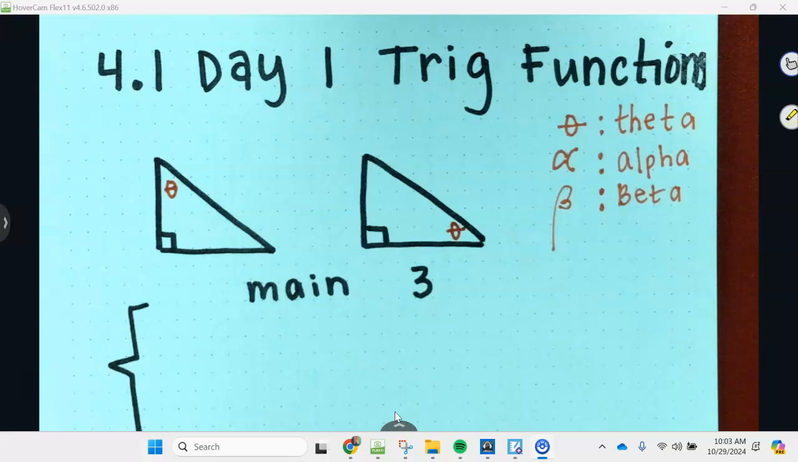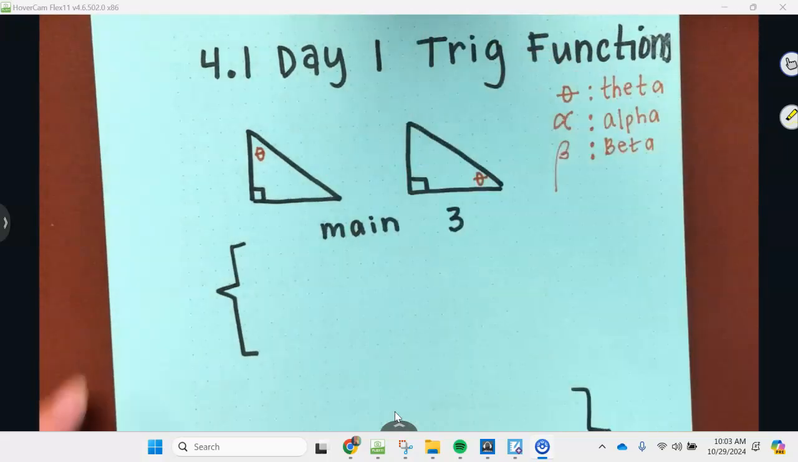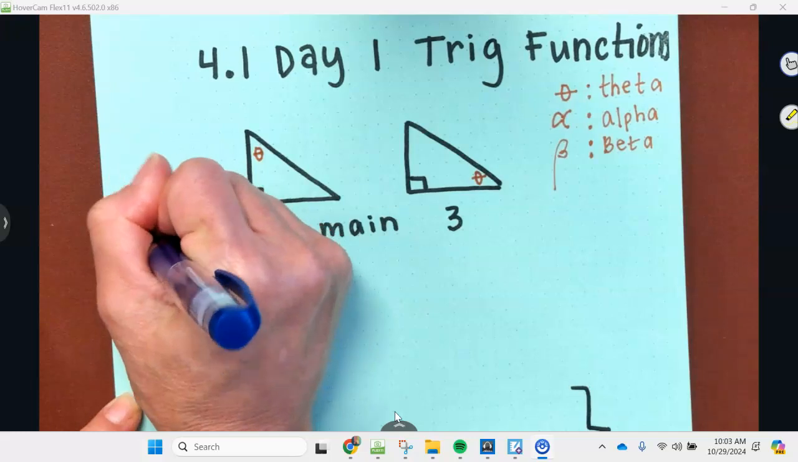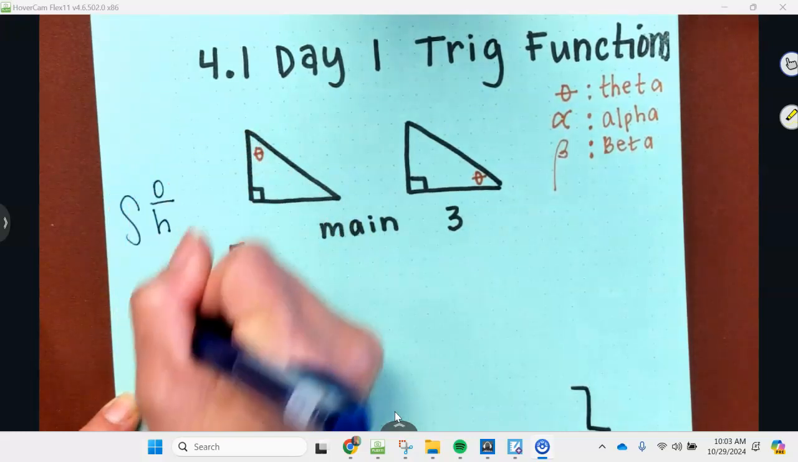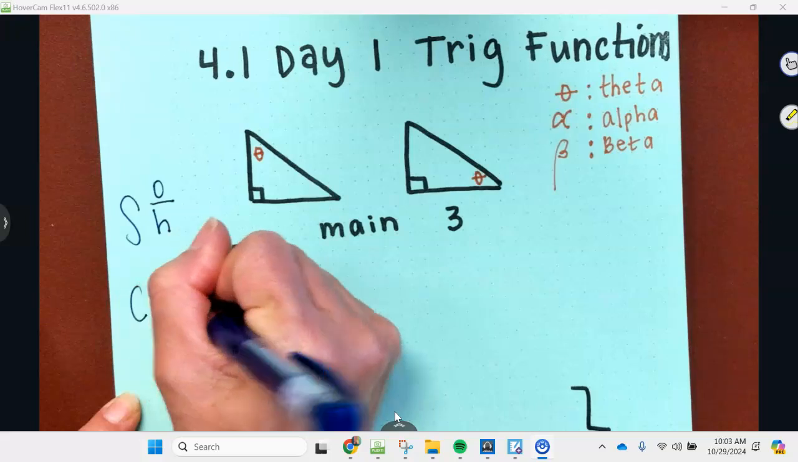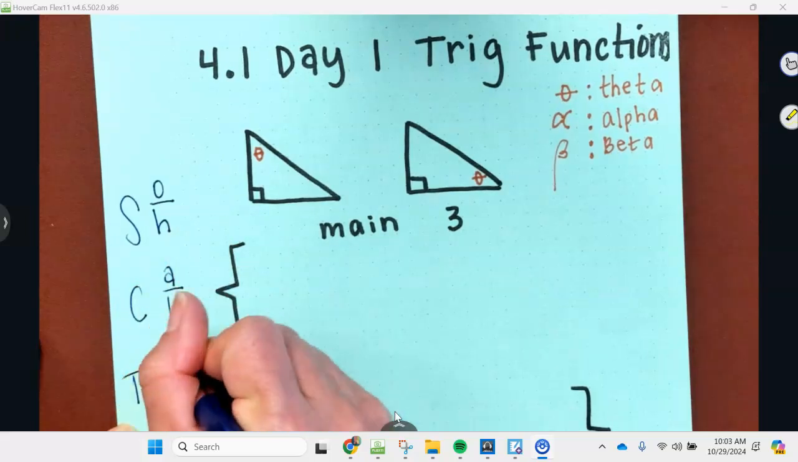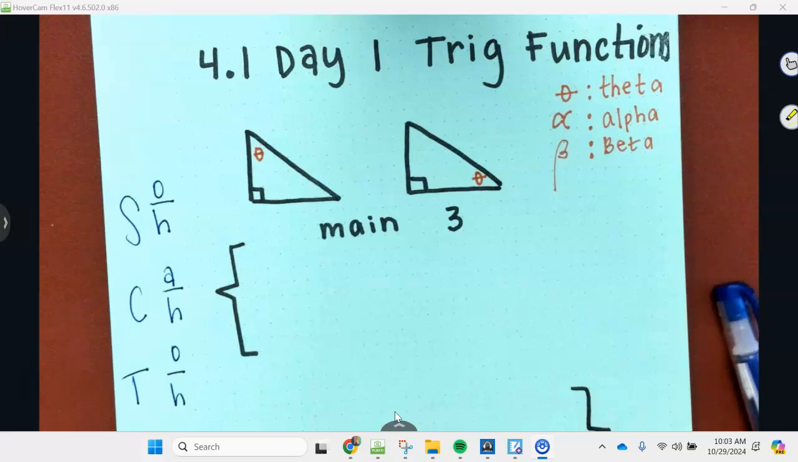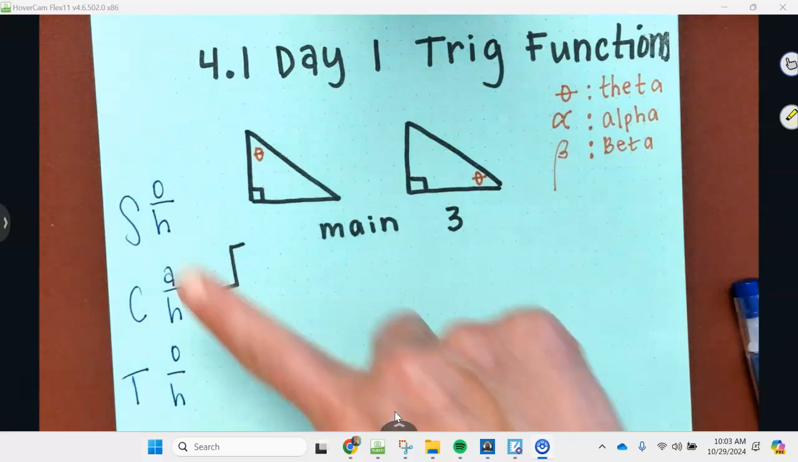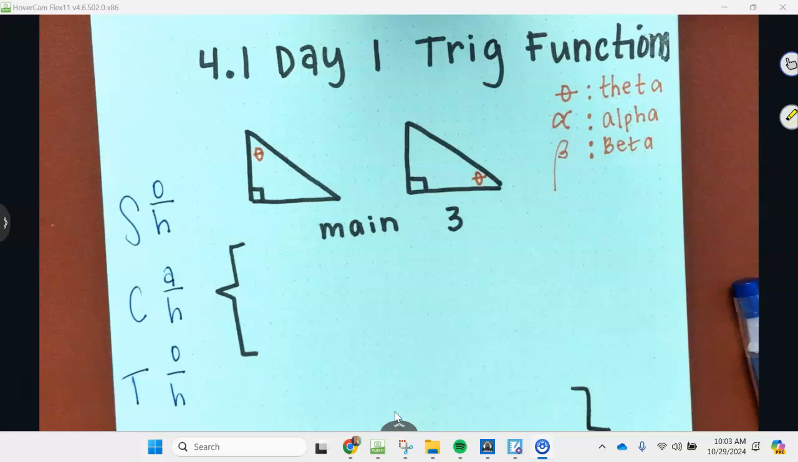Alright, so most of you guys have heard SOHCAHTOA. We are actually just going to write that out right here. So these giant letters that I wrote represent sine, cosine, tangent. The O's represent opposite sides. The H's represent hypotenuse. The A represents adjacent side.